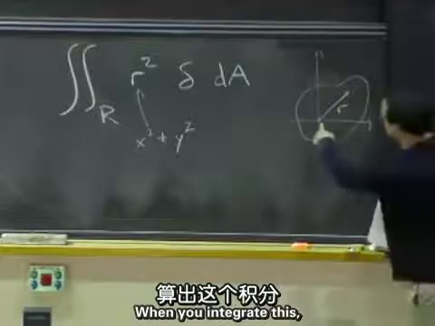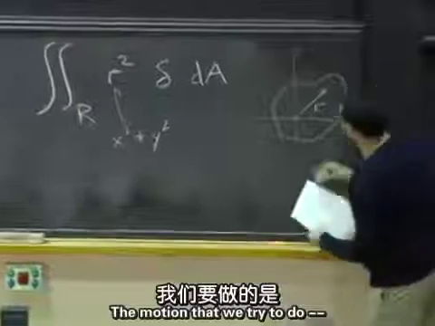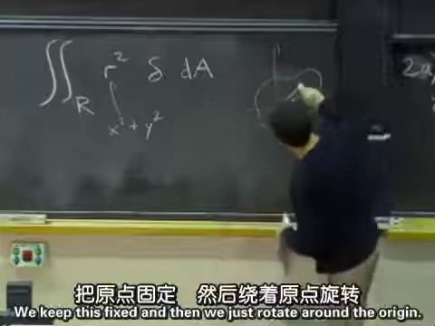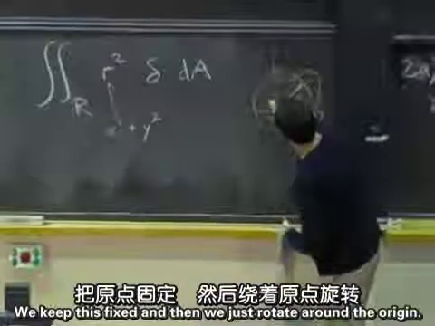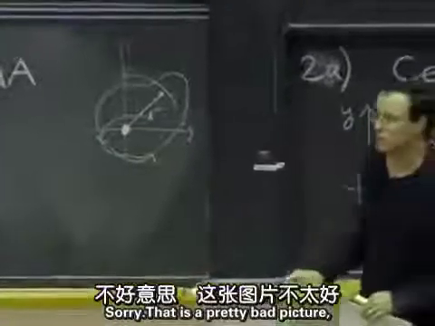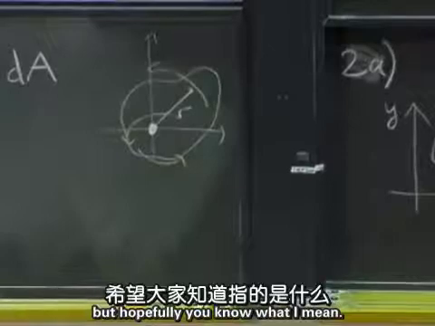Okay, so when you integrate this, that tells you how hard it is to spin that solid about the origin. So the motion that we try to do, we keep this fixed, and then we just rotate around the origin. Well, sorry, that's a pretty bad picture, but hopefully you get what I mean.